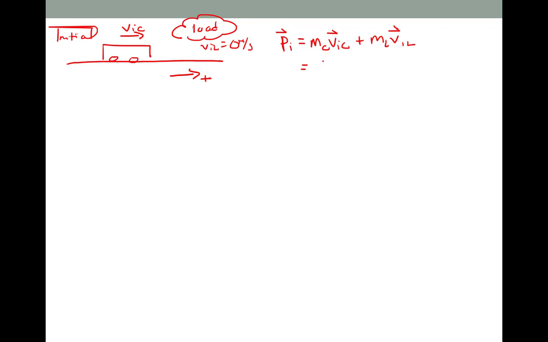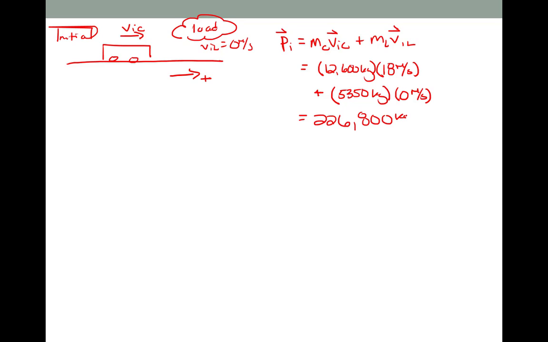The mass of the car was given to be 12,600 kilograms and the initial velocity of the car at 18 meters per second. The mass of the load was 5,350 kilograms and the initial velocity of the load was 0. So if you multiply all of that together, you get 226,800 kilogram meters per second.